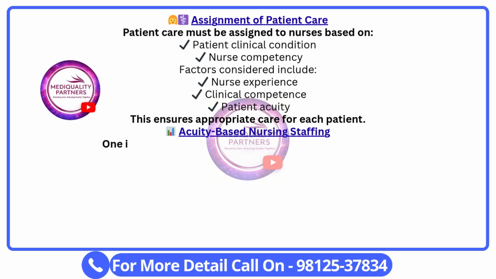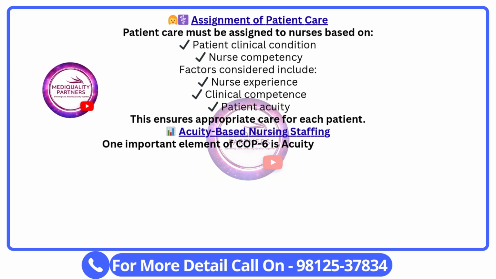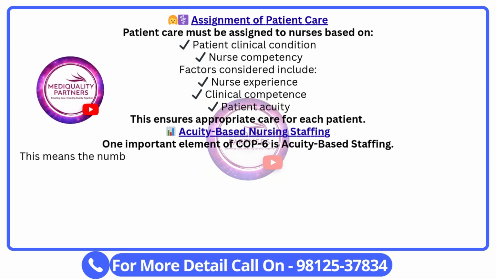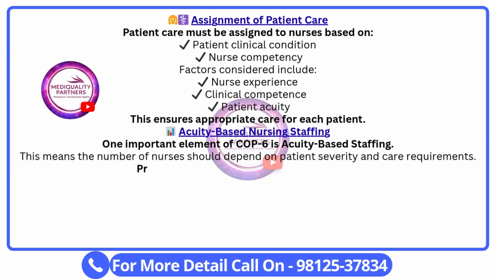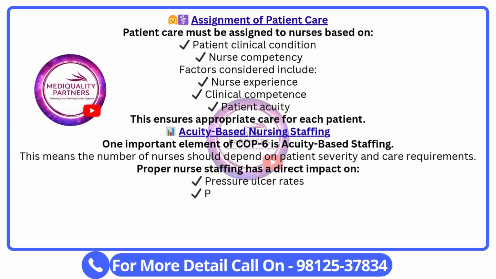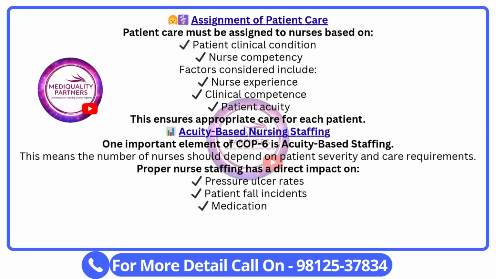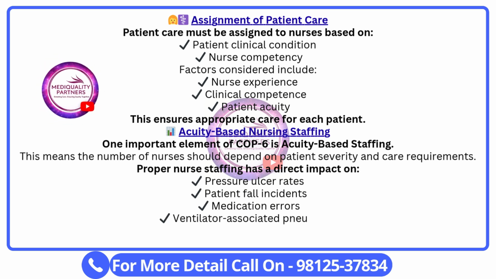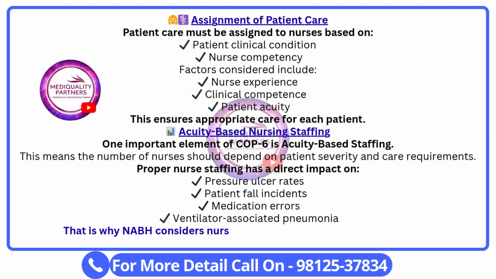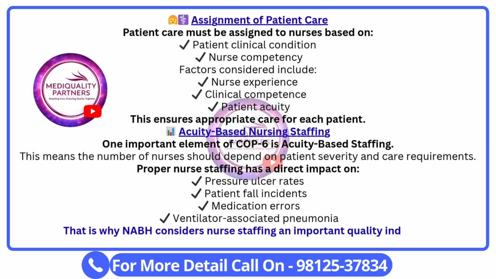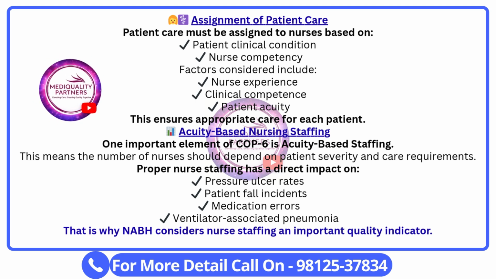Acuity-based nursing staffing. One important element of COP-6 is acuity-based staffing. This means the number of nurses should depend on patient severity and care requirements. Proper nurse staffing has a direct impact on pressure ulcer rates, patient fall incidents, medication errors, ventilator-associated pneumonia. That is why NABH considers nurse staffing an important quality indicator.